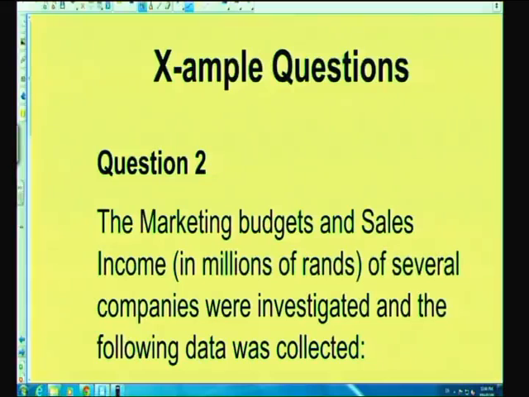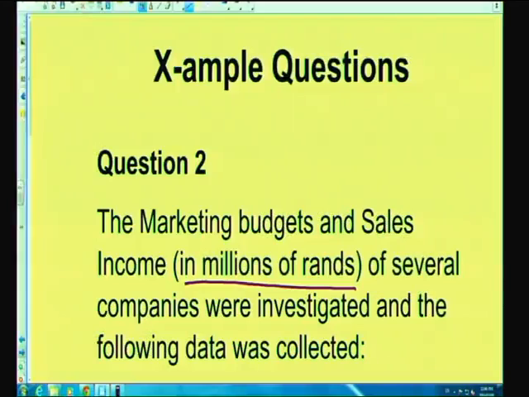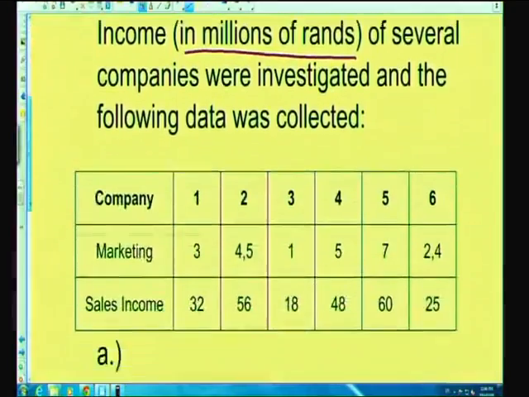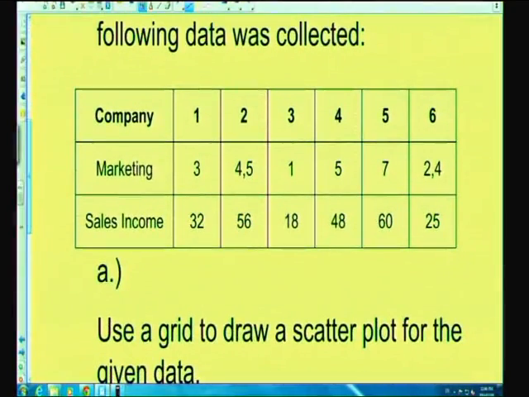Right, example 2. The marketing budgets and sales income in millions of rands. Now, I'm not going to work with the millions, although you'll see sometimes in the question they'll write the million out. Other times they'll say 2.5 million. So we must just bear in mind that we must use the same thing for either one. Of several companies we investigated, the following data was collected. So there's my collection. Company 1 had a marketing budget of 3 million and a sales income of 32. And as I said, we're working in millions, so 56 for company 2, 18 for company 3, etc., etc.